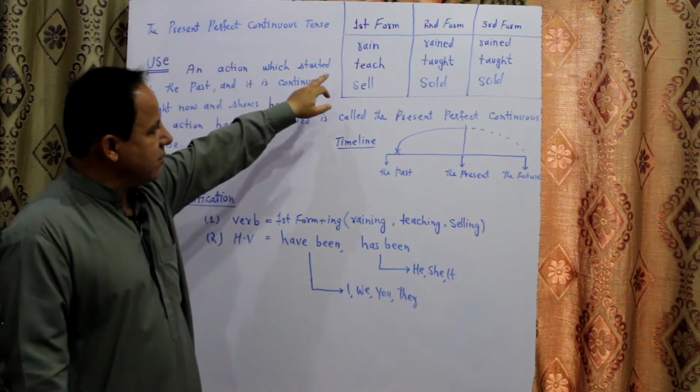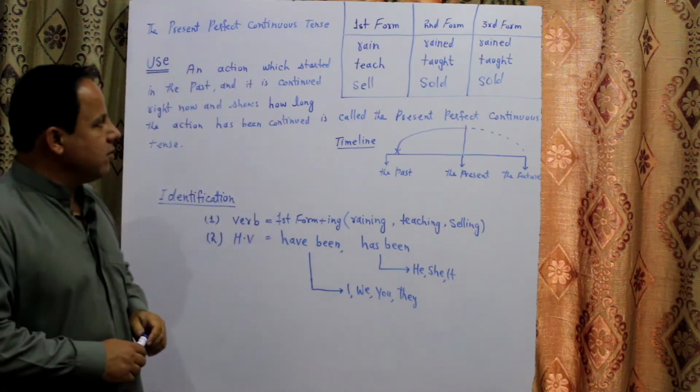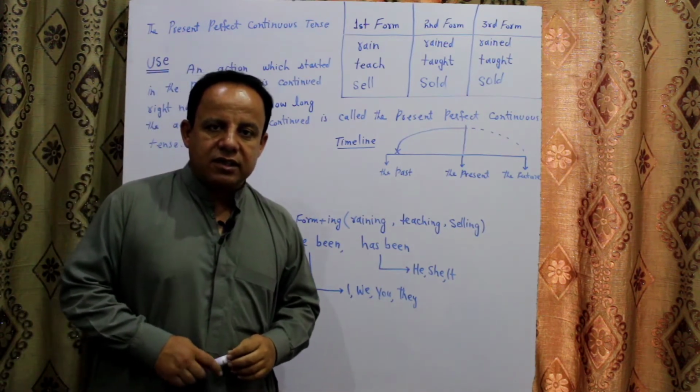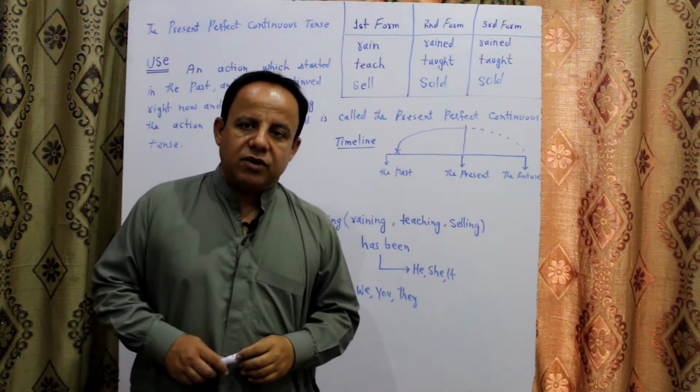The first verb is rain, second form is rained, third form is rained. Second verb is teach, second form is taught, third form is taught. The last verb is sell, second form is sold, and third form is sold.